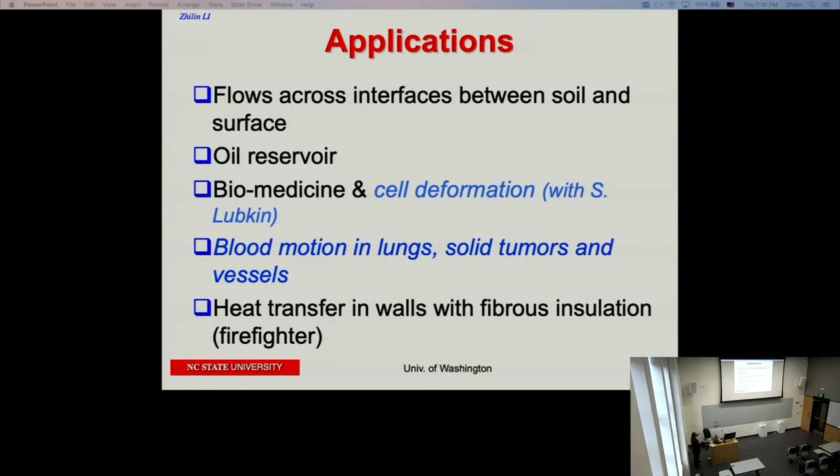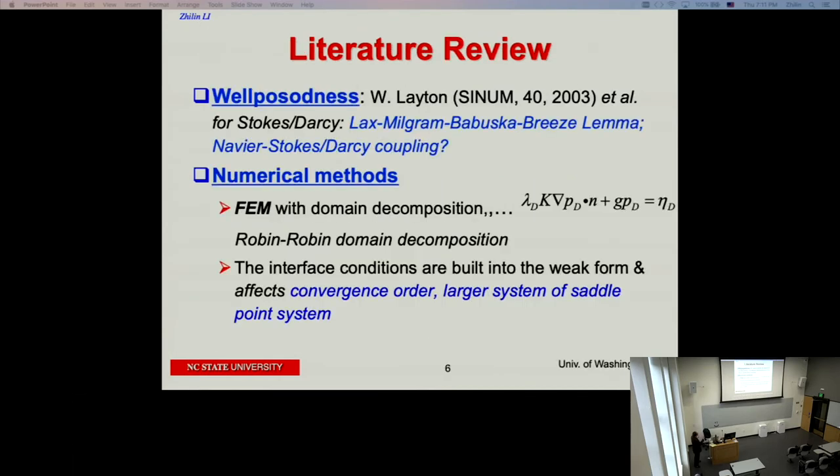One motivation is to study the cell deformation with different layers and porous media, et cetera. I'm also involved in several committees in the college for Textiles at NC State. They try to develop firefighters' clothes, where you want insulation, and if water gets in, you don't want it to get to the skin, etc. So that's some kind of interesting application.